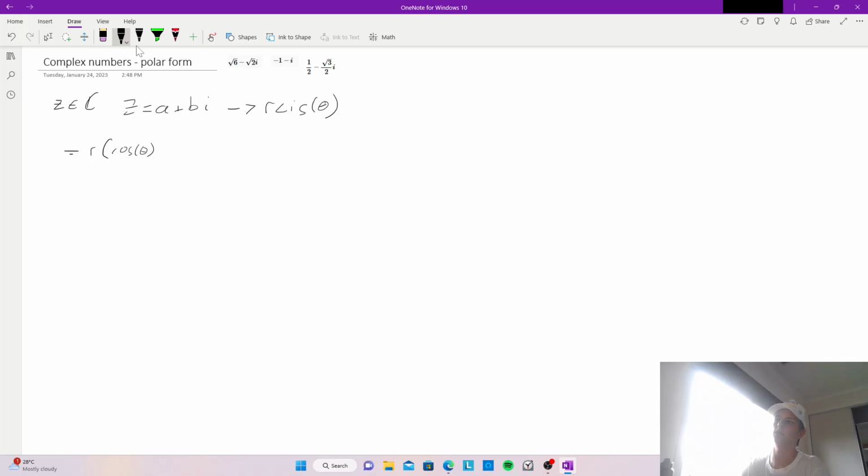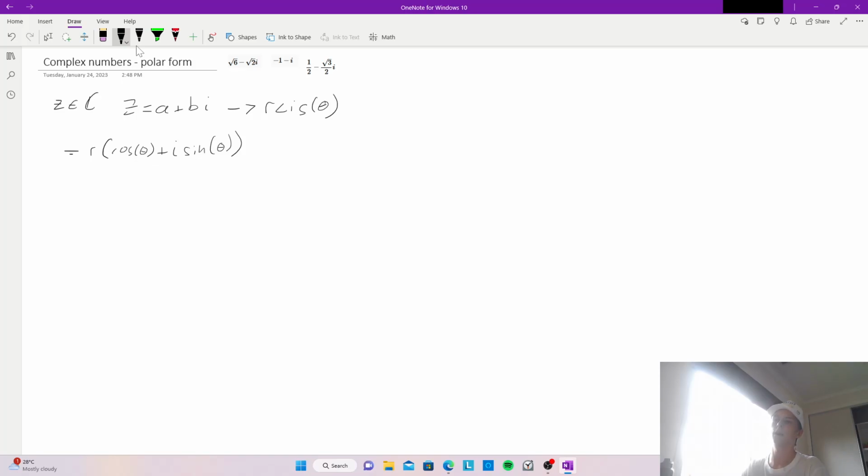r cis theta is actually equal to r cos theta plus i times sine theta, where r is our radius, which I'll get to in a second, cos is cos, i is i, and sin is sine, and theta. That's where in the polar form theta gets interesting.